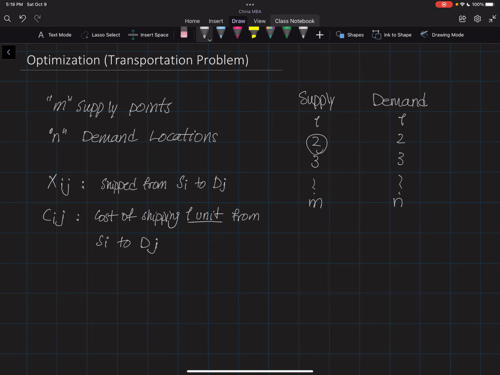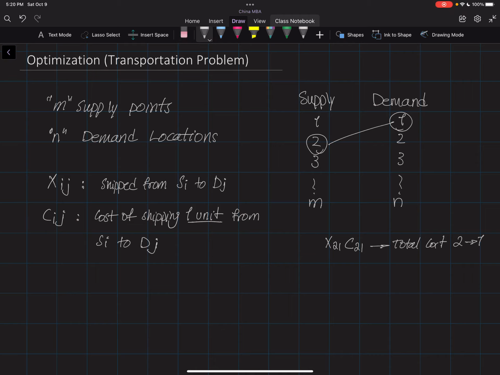For example, if I want to ship from supply point 2 to demand location 1, the cost of shipping 1 unit would be c21, and the amount shipped from supply point 2 to demand point 1 is going to be x21. The product of these two, x21 times c21, would be the total cost of shipping from supply point 2 to demand point 1. Now that we know that c_ij x_ij is the total cost of shipping from supply point i to demand location j, if we sum all these terms over all supply points and all demand locations, we have the objective function, which is the total cost.